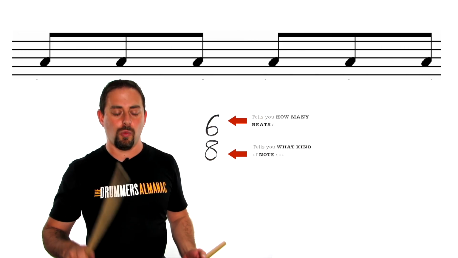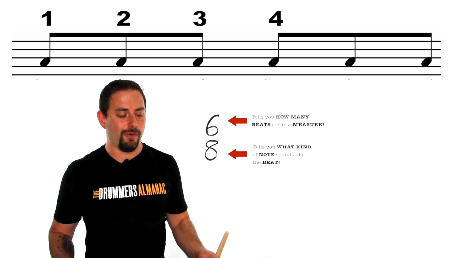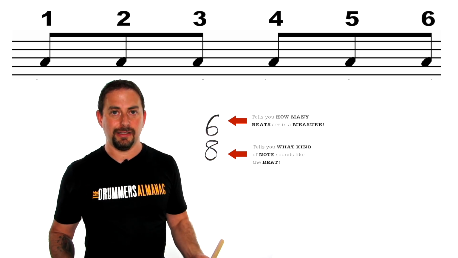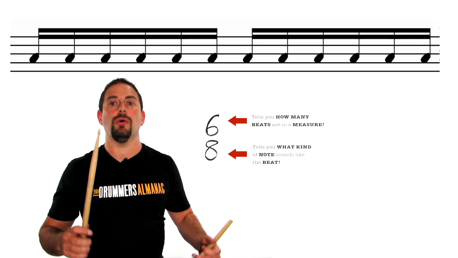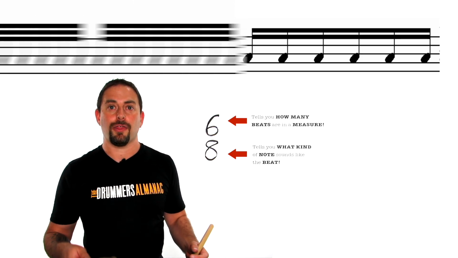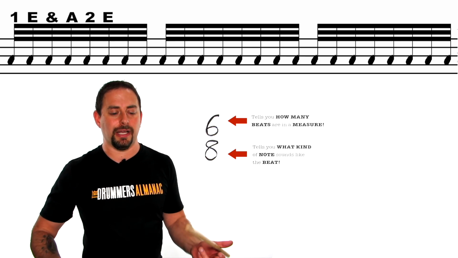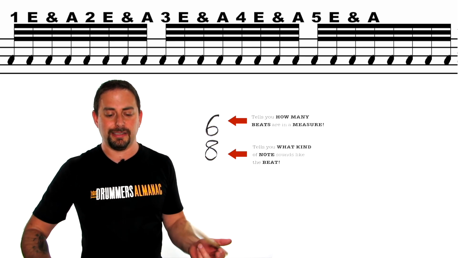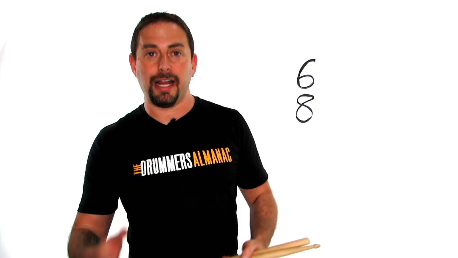Now from there, you can figure out how to count all the other notes. Since eighth notes are 1, 2, 3, 4, 5, 6, that means 16th notes will go 1 and 2 and 3 and 4 and 5 and 6 and. 32nd notes will go 1 E and a 2 E and a 3 E and a 4 E and a 5 E and a 6 E and a. Now I know that's contrary to what you're used to hearing. Normally 16th notes would be 1 E and a 2 E and a, not 1 and. That's normally an eighth note.